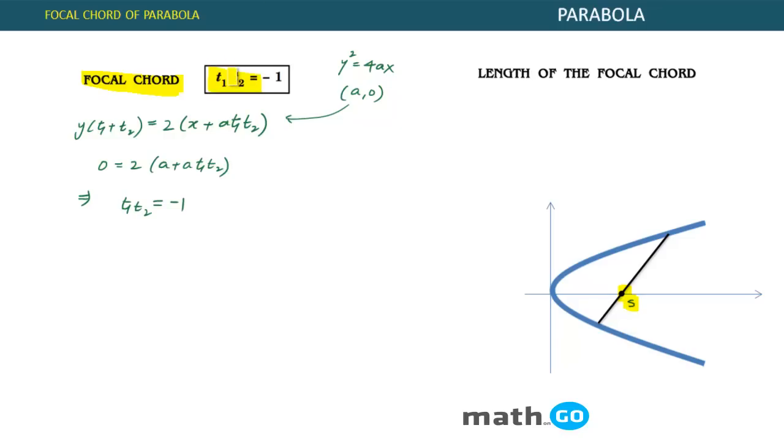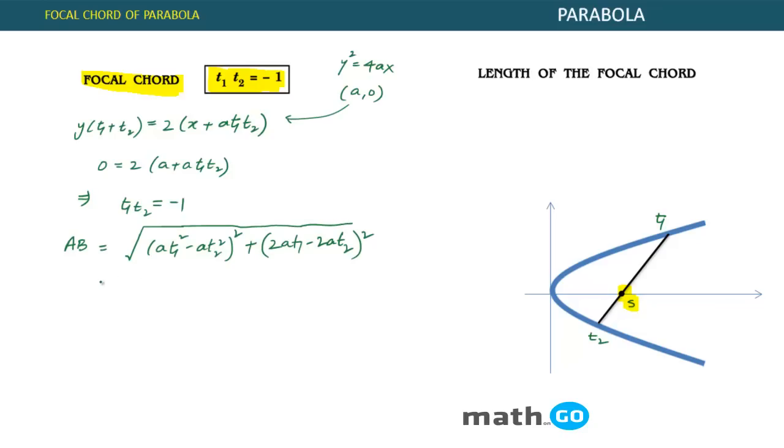So this becomes T1 T2 = -1, that I have already written. So for a focal chord, the product T1 T2 will be -1, right? And if you want to find the length of the focal chord, let's say this is T1 and this is T2. What will be the magnitude AB? Under root of what it will become? (aT1² - aT2²)² + (2aT1 - 2aT2)², right? This will be the value of AB. Can you see?